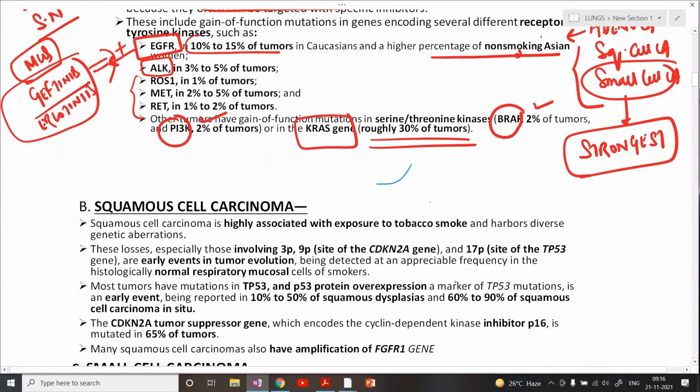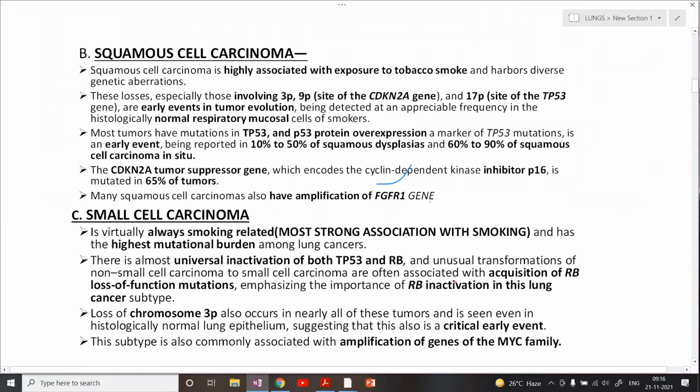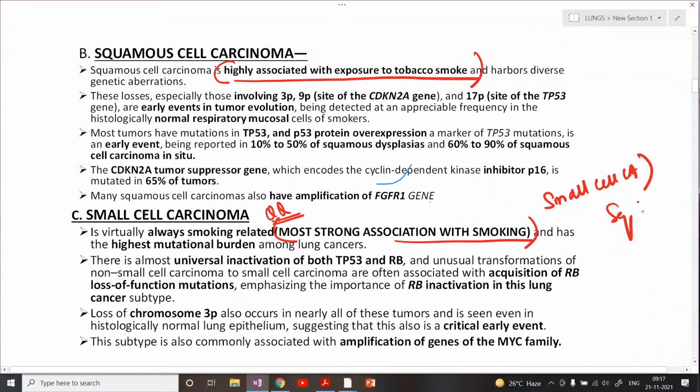Coming to the molecular genetics of squamous cell carcinoma. Remember, as I told you, squamous cell carcinoma as well as small cell carcinoma are both highly associated with tobacco smoking, but the strongest association has been seen for small cell carcinoma. So if you have to choose one option, which lung cancer has the strongest association with smoking, the answer will be small cell carcinoma more than squamous cell carcinoma.